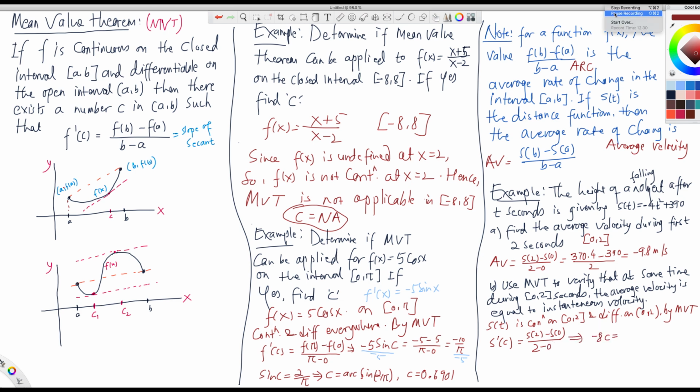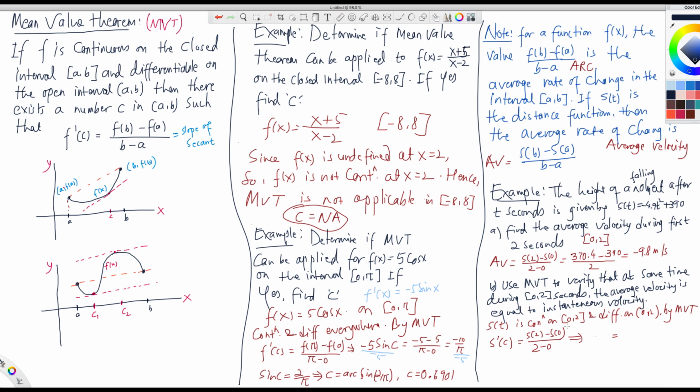This implies, by the way, I had a typo here. It is not negative 4 t squared. It is negative 4.9 t squared. Okay, negative 4.9 t squared. So in that way, you will get 370.4. Otherwise, you don't get that. Okay. The first derivative of this will be 2t. The t squared will be 2t times negative 4.9, which is negative 9.8 t.